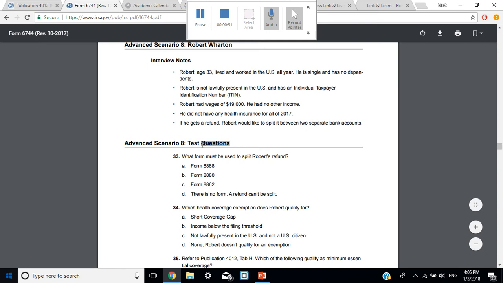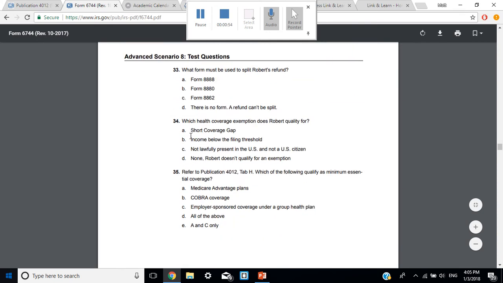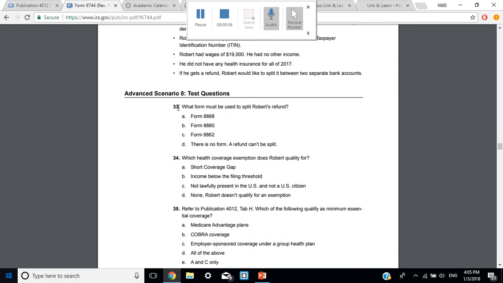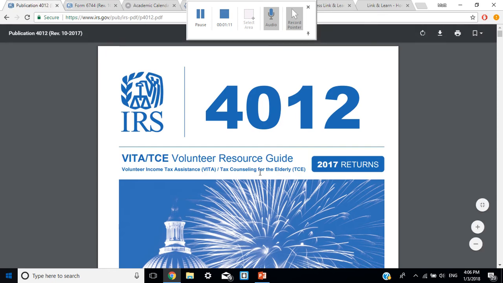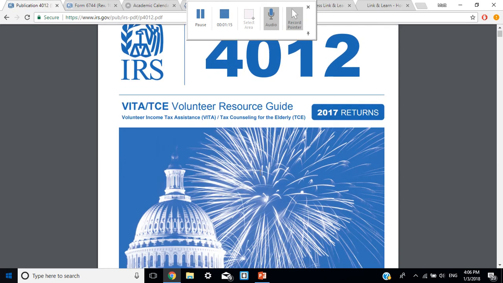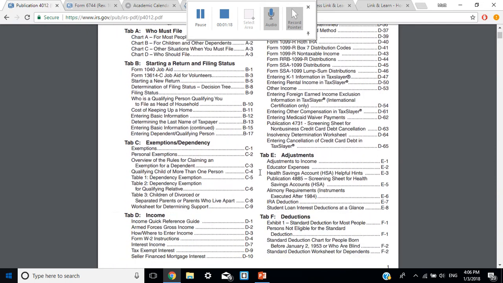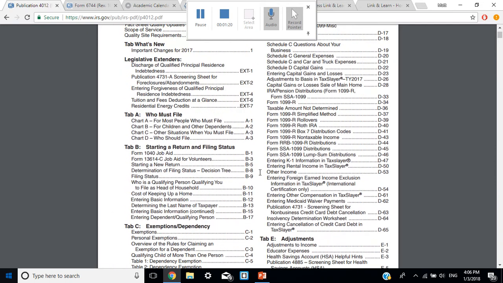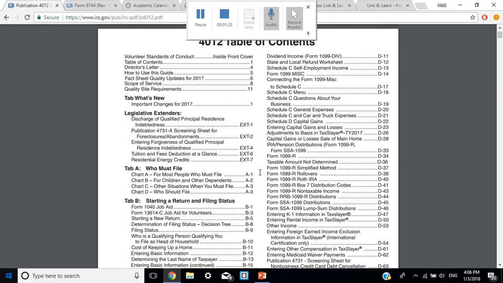Luckily, these are the 3 final questions for your advanced scenario test. Let's look at number 33. What form must be used to split Robert's refund? Options, those 3 forms, or no form because a refund can't be split. Well, let's take a look in the VITA 4012 Volunteer Resource Guide, home to all tax questions and all tax answers, I should say. If you have a question, come to the book.